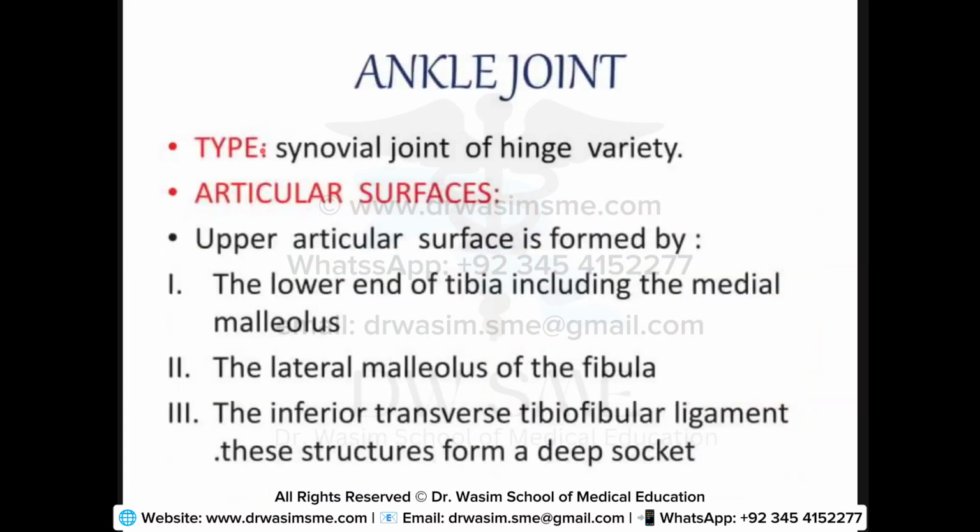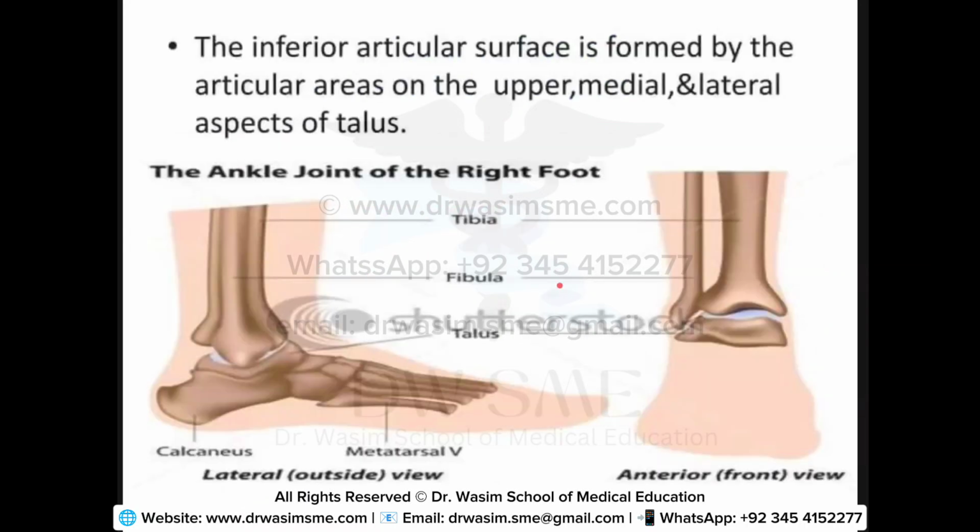So last but not the least, we have the ankle joint. The ankle joint is a synovial joint of hinge variety. So that is very important. Now regarding the articular surfaces, we have the inferior aspect of the tibia, the inferior aspect of the fibula, and the anterior or superior aspect of the talus bone. So these are the three components which on articulation are going to form the ankle joint.